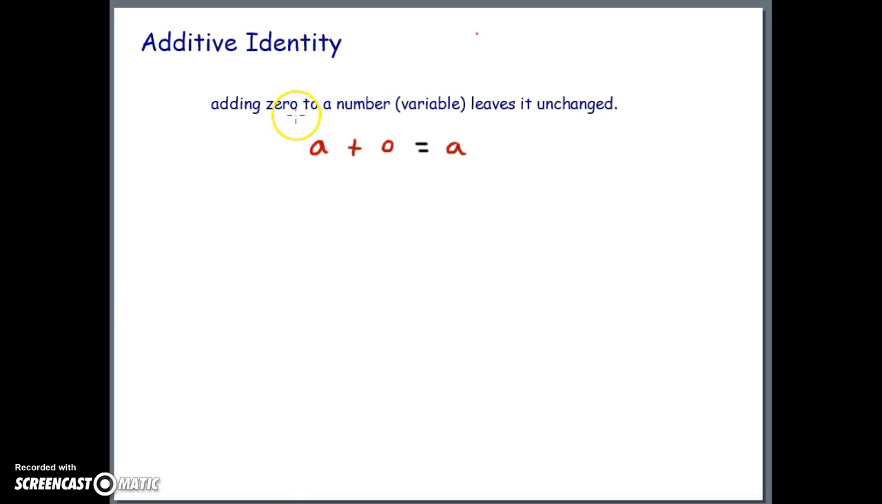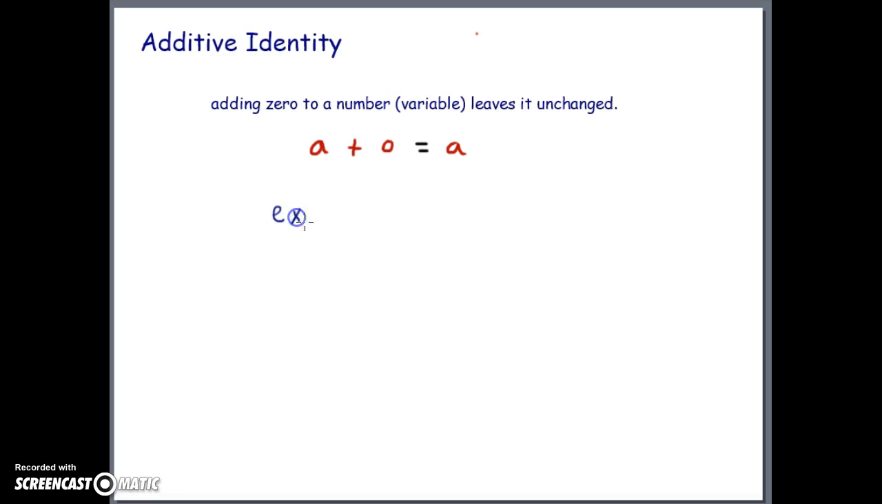So let's get into the first mathematical identity, and we kind of just talked about it, the additive identity. It is one of the most common identities that you see in algebra. And what that is: adding 0 to a number or a variable leaves it unchanged. So you can see here we've got the identity in words. Go ahead and transfer that into your notebook, and then transfer the identity in math into your notebook as well. A plus 0 equals A. So adding 0 to this A does not change the value of A.